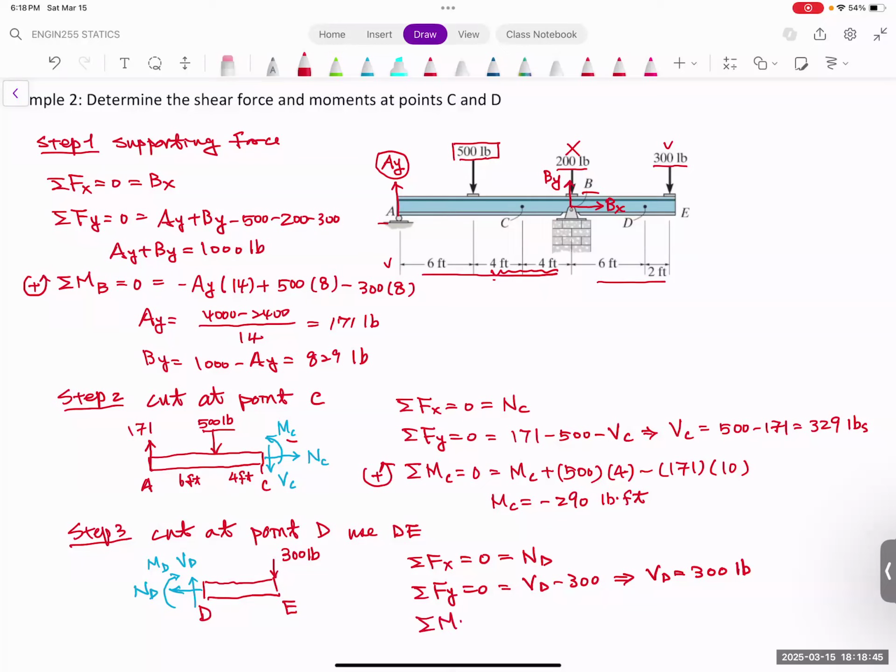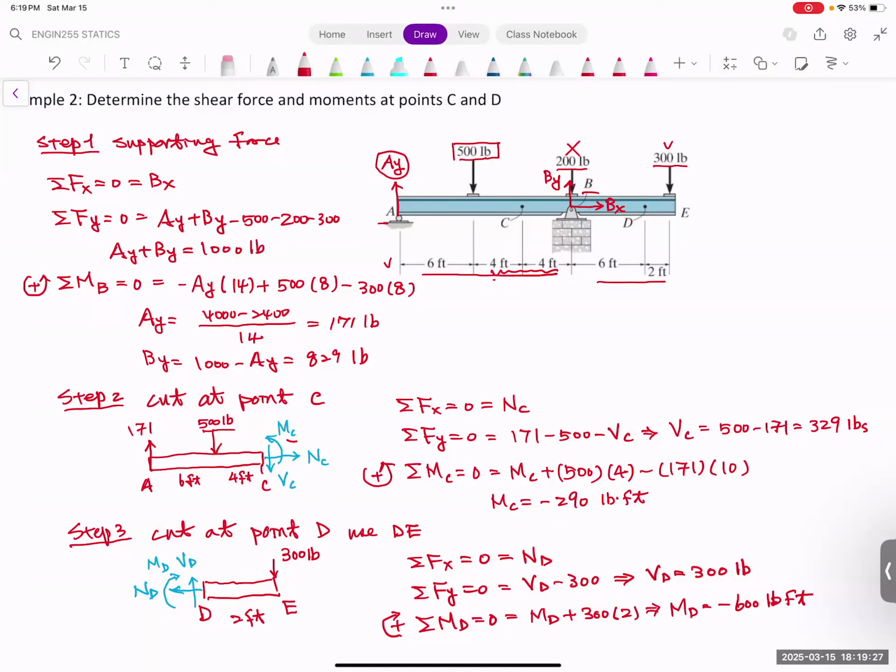Then we find the summation of moment at D, and because D has a lot of different forces, I'm going to simplify the calculation. Now we're going to define direction, following the blue color one. So clockwise will be positive. In this case, M sub D and the 300 are going to make it rotate clockwise as well. So we have positive 300 times the distance. The distance is 2 feet, so we multiply it with 2. And that gives us M sub D equal to minus 600 pound-feet.